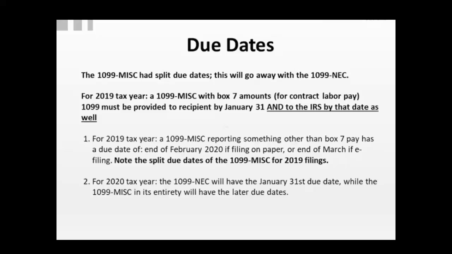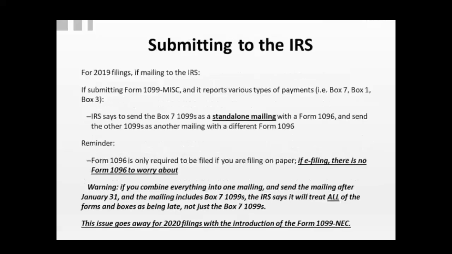So this all goes away for 2020 because contract labor pay no longer goes on the 1099 miscellaneous. So the 1099 miscellaneous in its entirety will have the later due dates, end of February if filing on paper, end of March if e-filing. The 1099 NEC will have the January 31st due date.